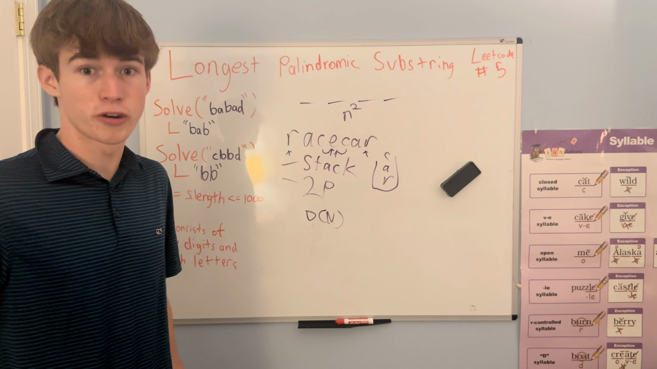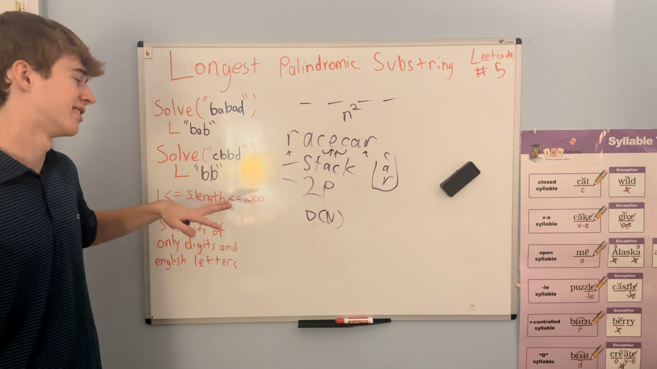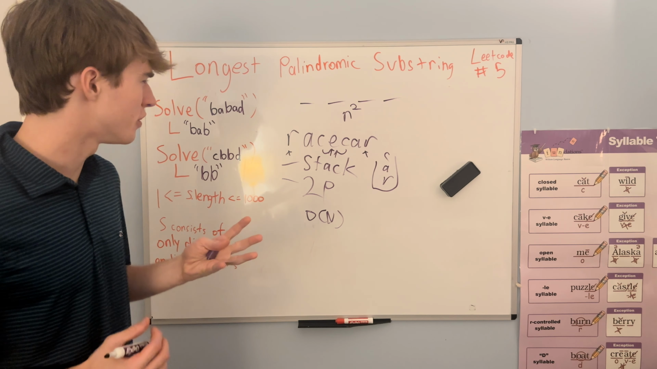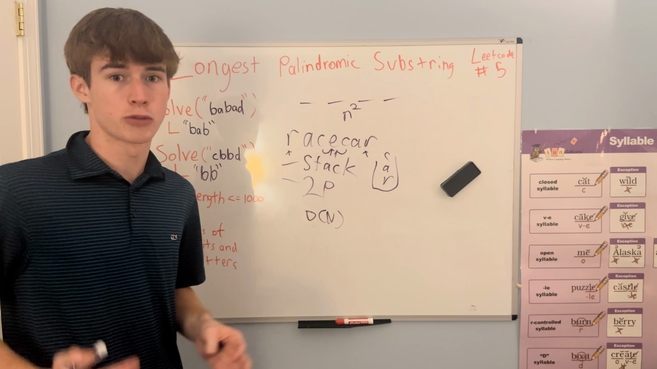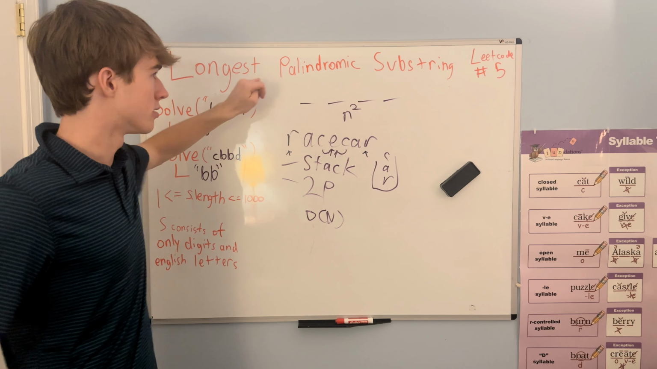Well, that's a solution. We brute forced it, but is that going to work for 1,000 test cases? I mean, maybe not. Let's see if we can come up with something better. So what could we fix about this? I mean, what is wasting time in our solution? Right, we're checking all the substrings, checking if they're palindromic, and then comparing them.